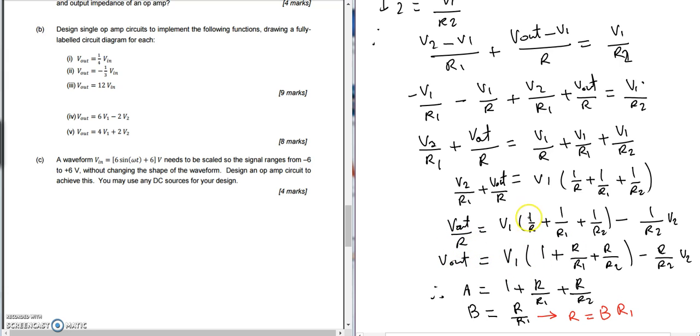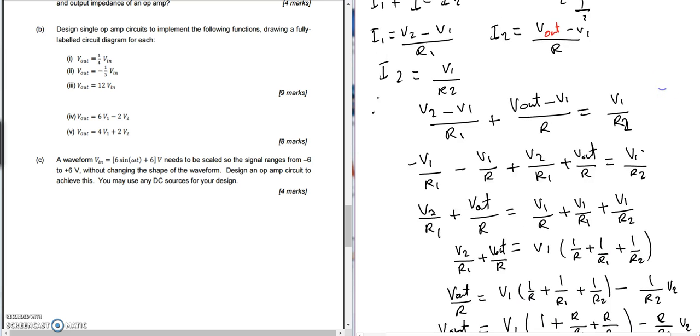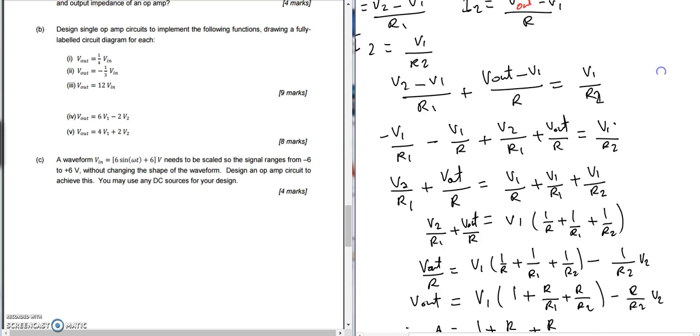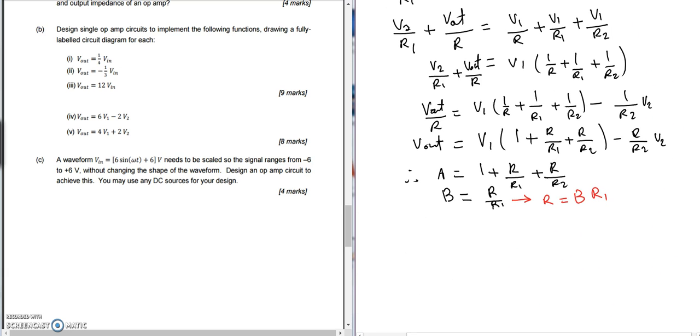So we are left with R over R1 is equal to 1, and then R over R1 plus R over R2 minus R over R2, V2. Therefore, this is A and this is B. From this, A V1 minus B V2. Okay, so A is equal to 1 plus R over R1 plus R over R2, and B is equal to R over R1. So we'll continue in the next video.